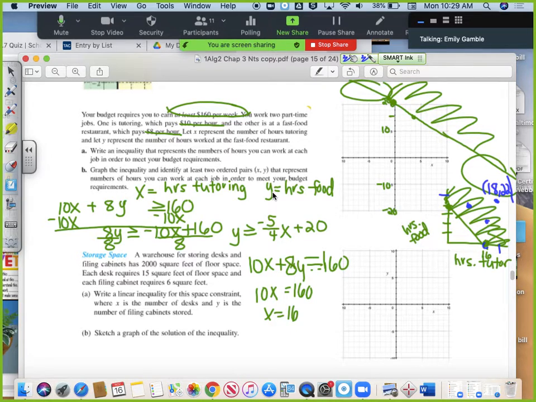You can also use any points that are on the line. 16, 0 will work, and 0, 20 will also work. If you don't work at the restaurant at all, but you work 16 hours tutoring, you'll still make $160 exactly, so that will work. And vice versa, if you don't tutor at all, but you work 20 hours at the restaurant, that will make you exactly $160, which will work as well.